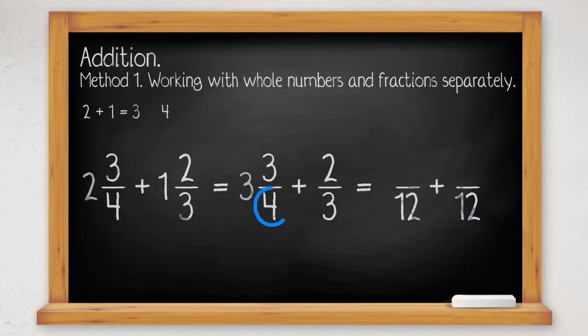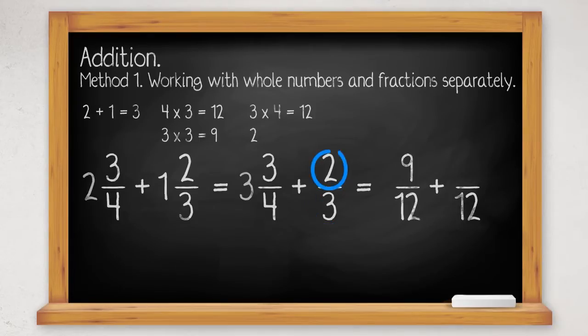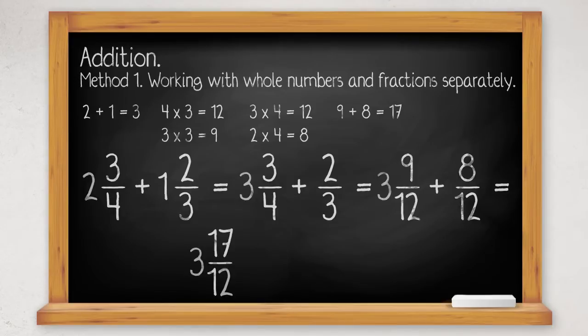I've multiplied the 4 by 3 to get 12, so I times the top by 3 to get 9. I've multiplied the 3 by 4 to get 12, so I times the top by 4 to get 8. I now add 9/12 and 8/12 to get 3 17/12.